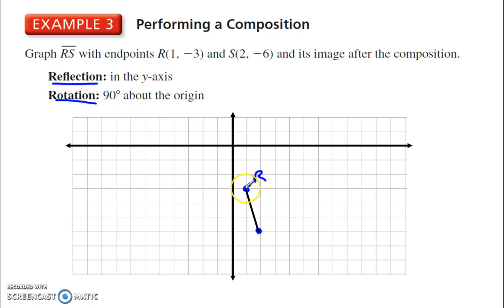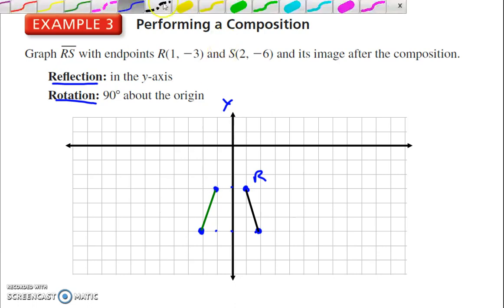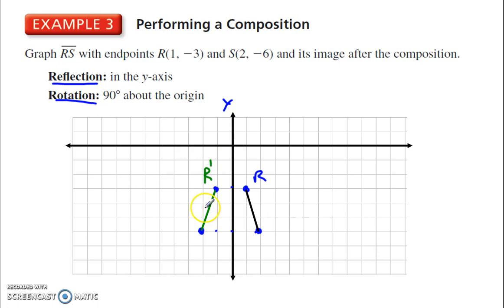So reflect it, we're going to go across the y-axis. So 1 away, so 1 on this side. 2 away, so I'll go 2 on the other side. And there's our reflection. Here we have R prime and S prime. This was S.